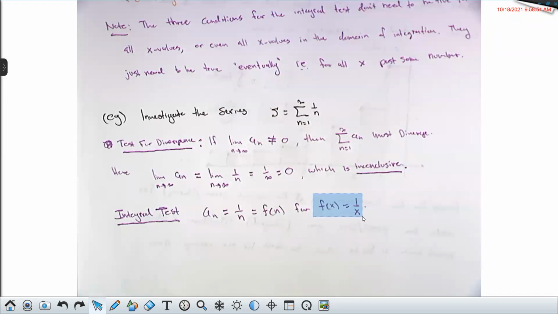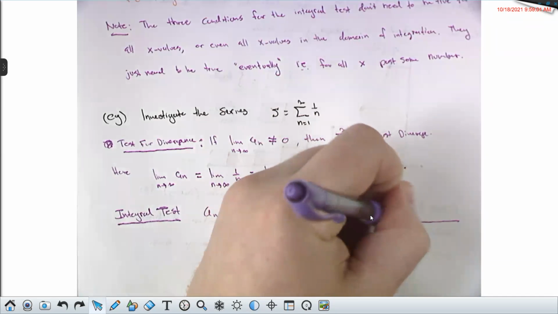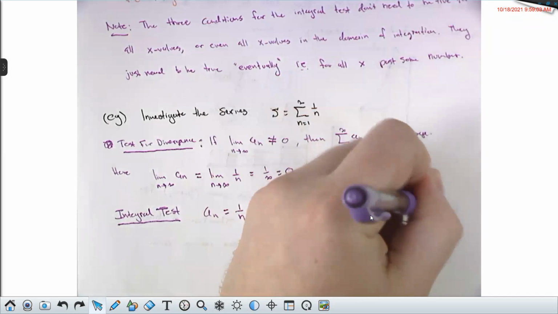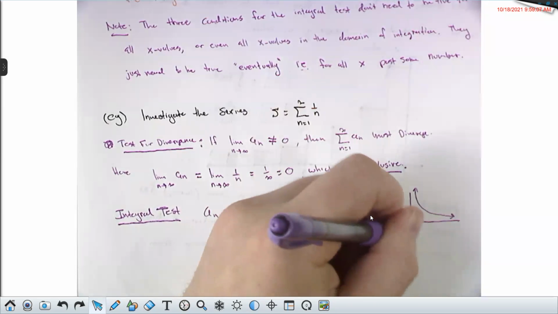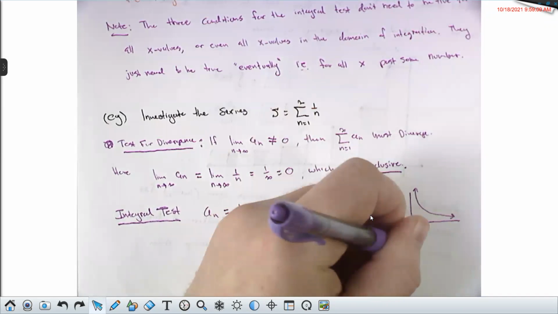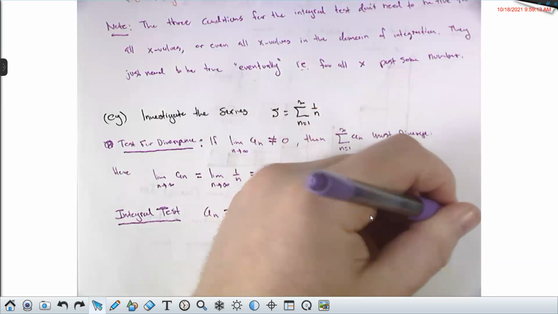We have to show that this is continuous, positive, and decreasing, at least eventually. Now, here it's easy. Just look at the graph, right? We know what the graph of 1 over x looks like. I sure hope we do. I beat up on my pre-calc kids if they don't know this graph. So you guys, Calc 2 students, here's the graph of 1 over x.